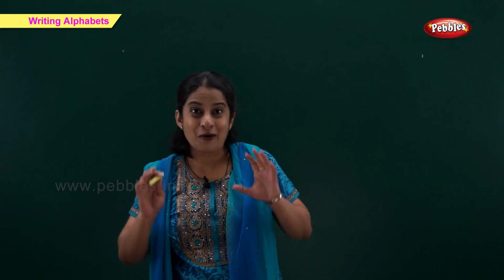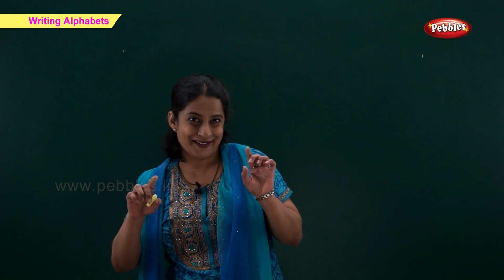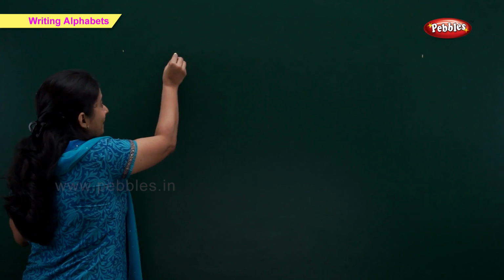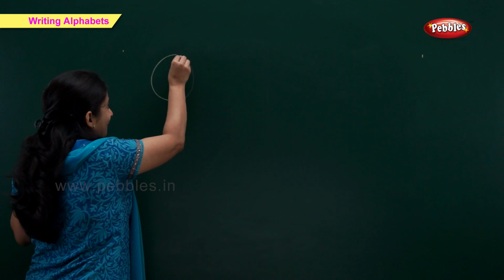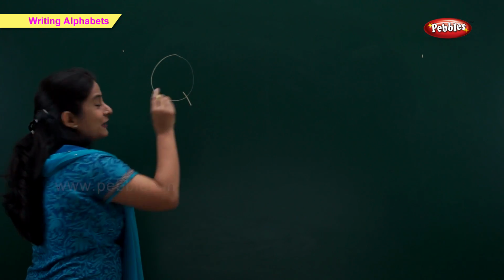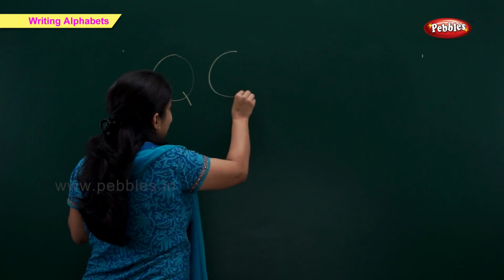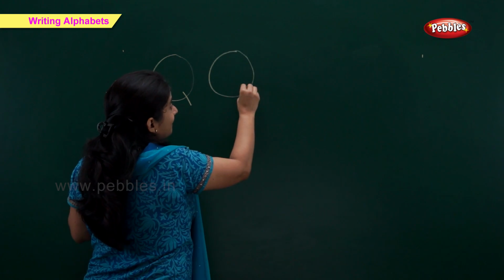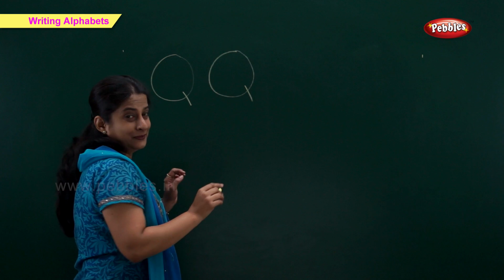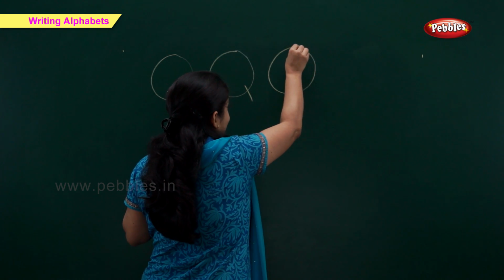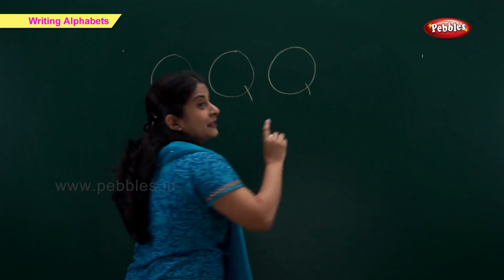Q is just an O with a crossed line. Isn't it simple? Q. Now we are going to write R.